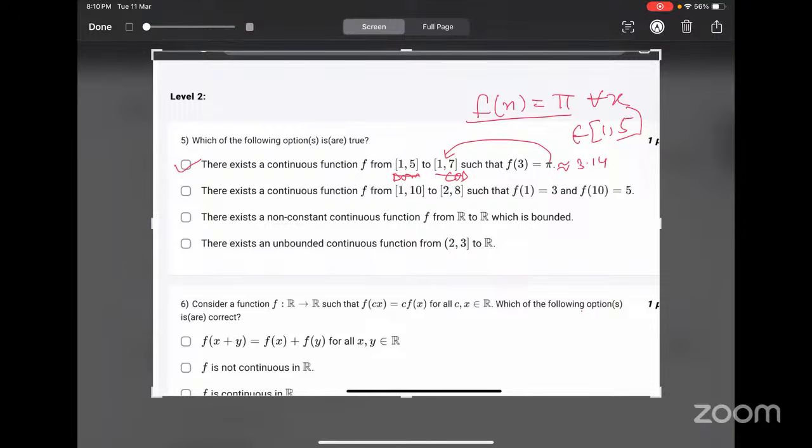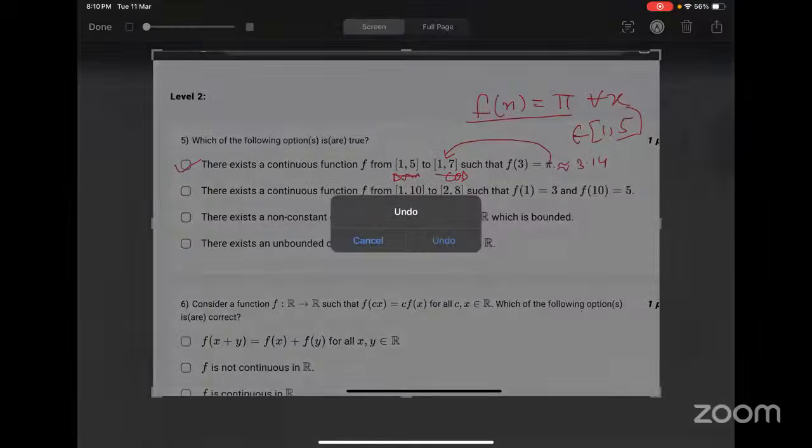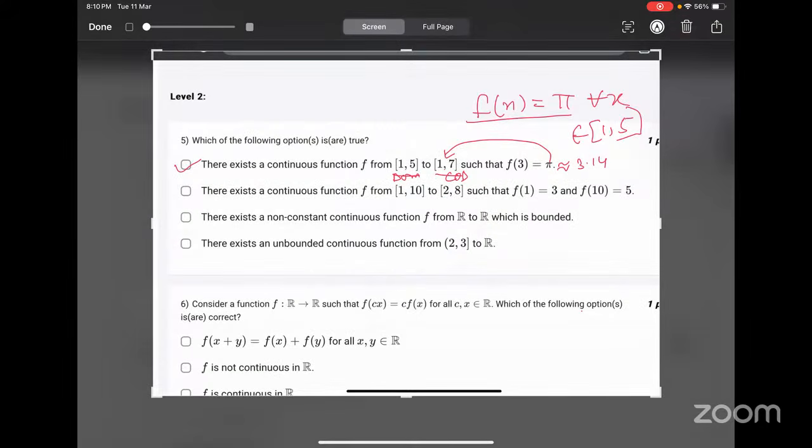That means we check whether pi is in 1,7 or not. Right. Okay, that's why the function f from 1 comma 5 to 1,7: 1 comma 5 is the domain, 1 comma 7 is the codomain. Okay, understood. Yes. So we can define the constant function from 1,5 to 1,7 as f of x equals pi. Okay. Yes, ma'am.